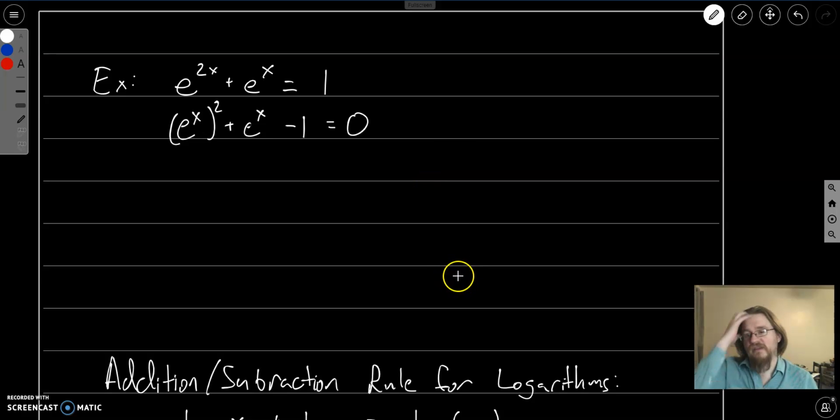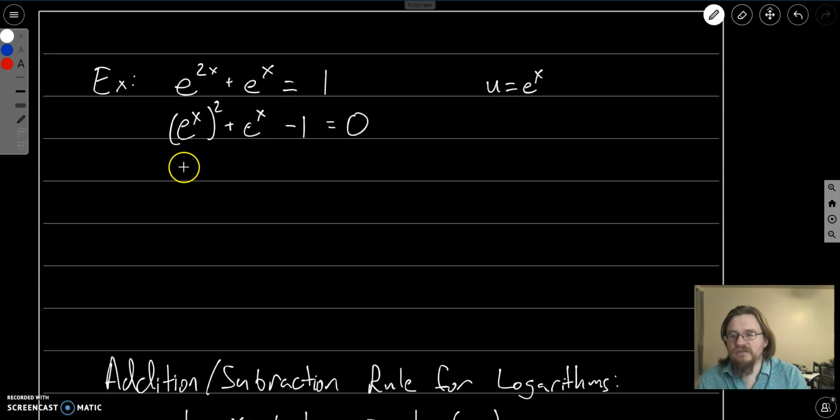And now I've got e to the x squared plus e to the x minus 1 is equal to 0. This is something that we can actually solve because we can do the following. We can replace e to the x with u, and u is going to represent this variable. U is just going to represent e to the x. So what we have is u squared plus u minus 1 is equal to 0.